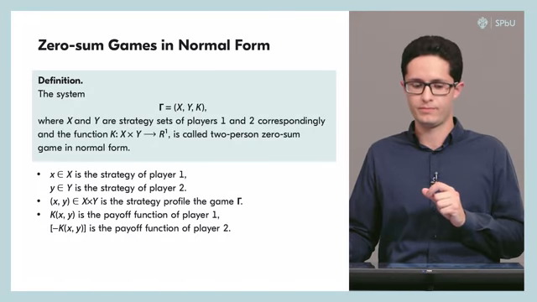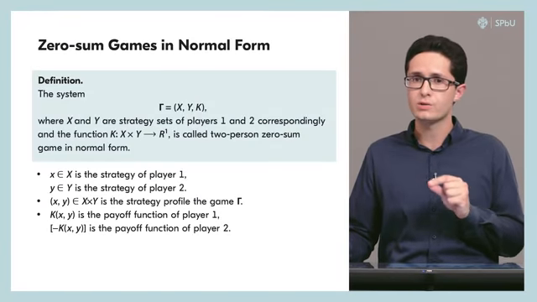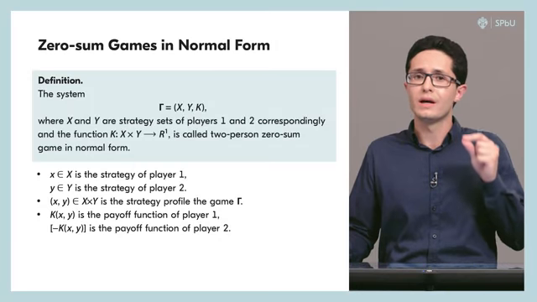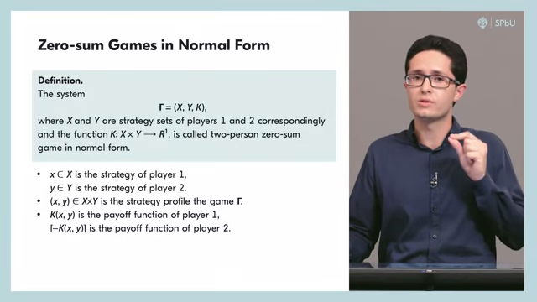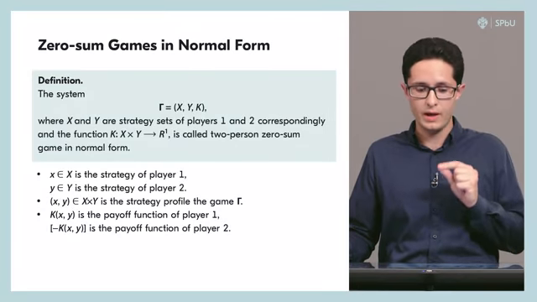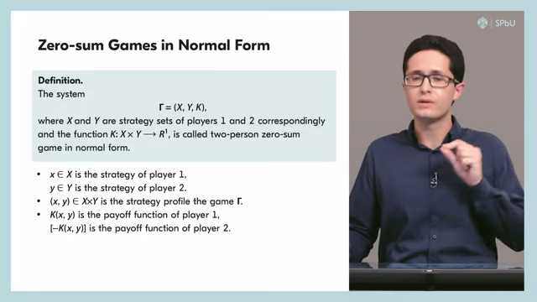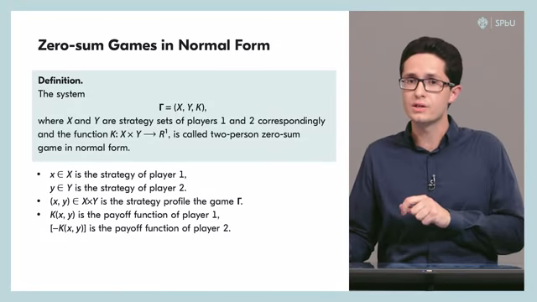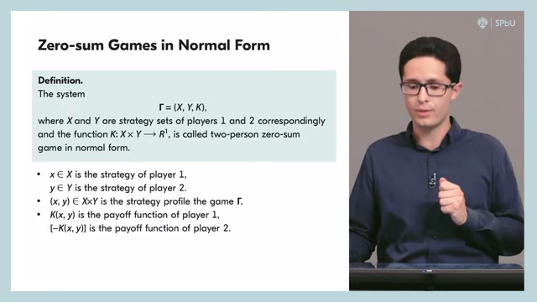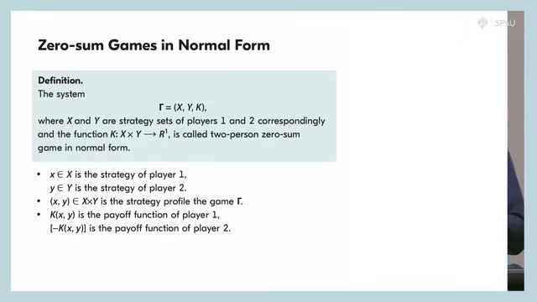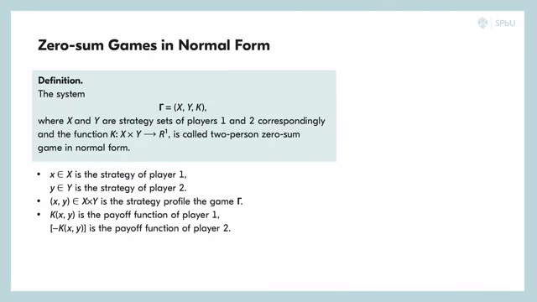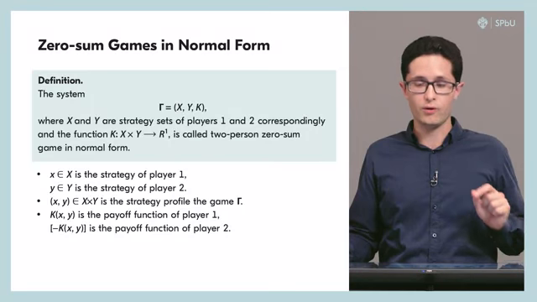In order to construct a mathematical model for this process, we need to introduce the notion of a zero-sum game in normal form. The system Gamma = (X, Y, K) is called a zero-sum game in normal form if X and Y are the non-empty sets of strategies of player 1 and player 2 correspondingly, and the function K, which is defined on the set of possible realizations of these strategies, is the payoff function of player 1.